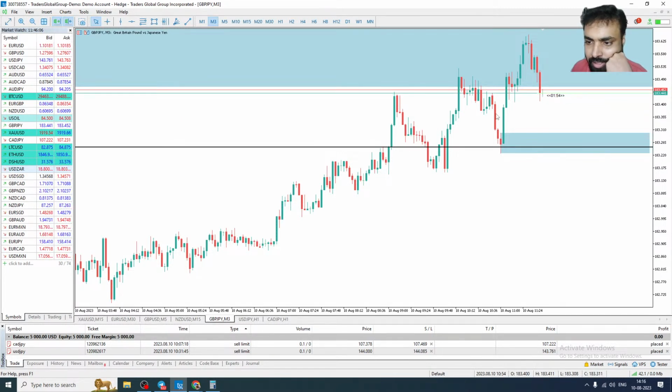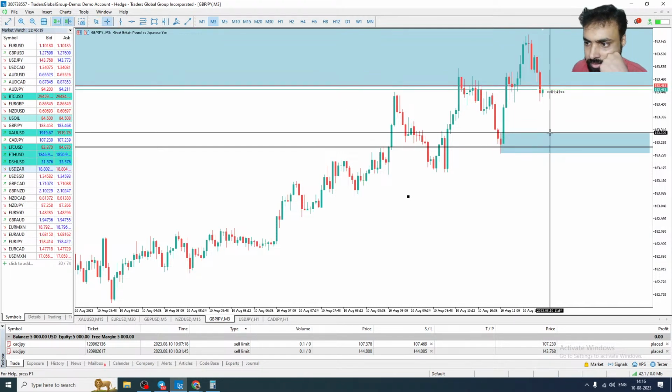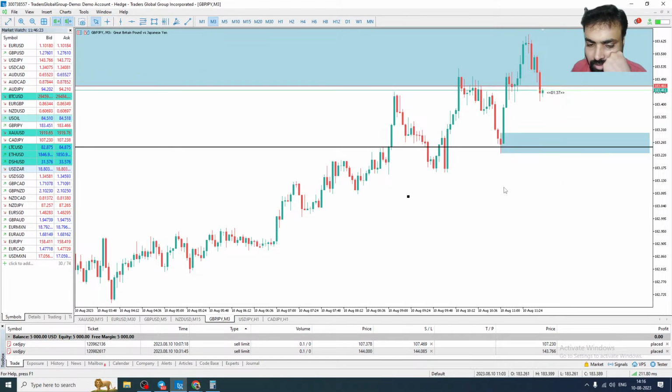It's a blind trade and a risky trade we can take, because it is still breaking the highs, breaking the highs, breaking the highs. Okay, so we'll be taking the trade. How much is the stop loss here? 63 points. That we can take.